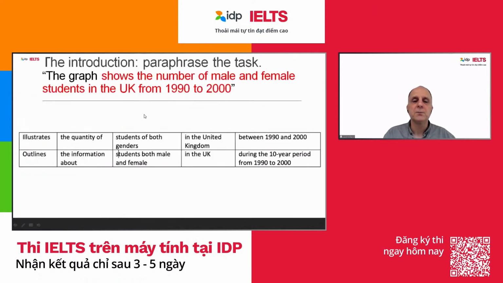Okay, remember to paraphrase the task. You don't need to remember everything. If it says shows, you can say illustrates or outlines. Okay, from that, the quantity, the information, genders. Once again, the 10-year period from 1990 to 2000 is slightly longer.